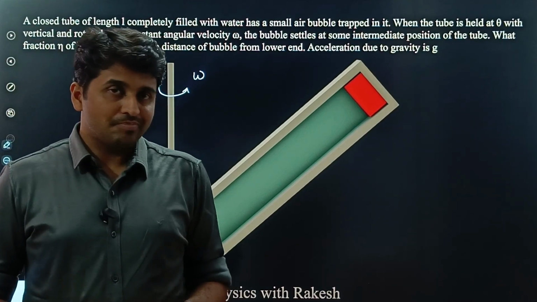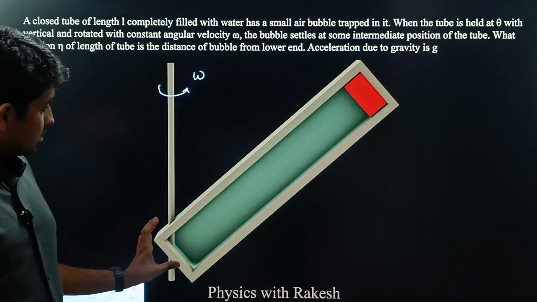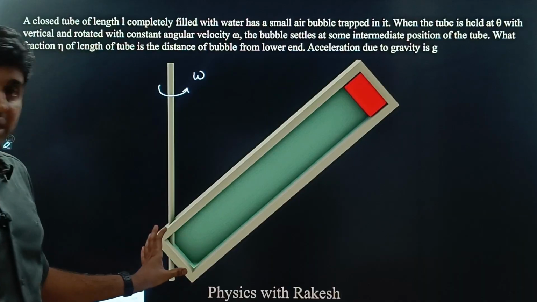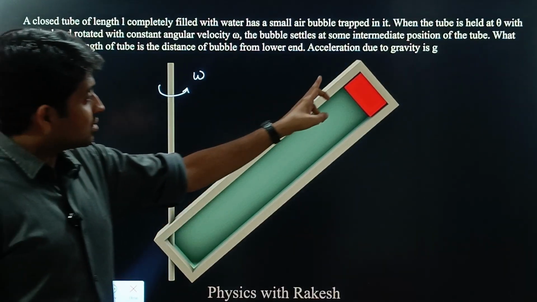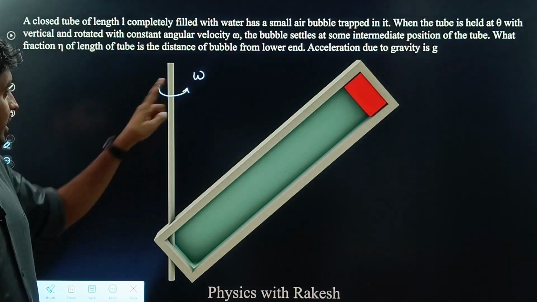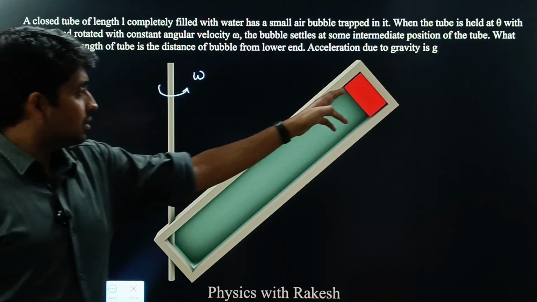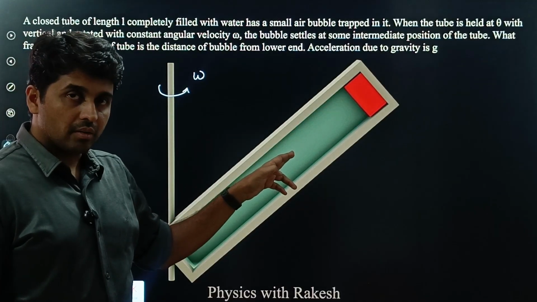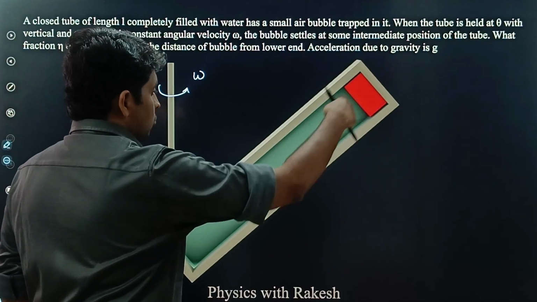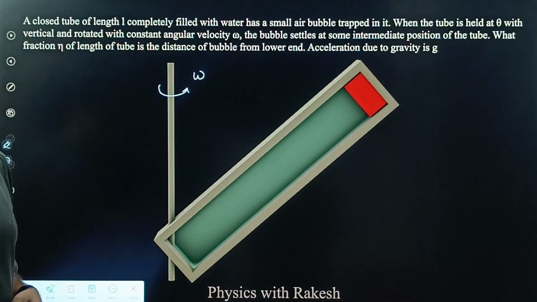Another advanced question. This one is from Pathfinder. I'll just brief you on the question. There is one glass tube here which contains water, and there is a small air bubble here. Now we start rotating this with omega. When you start rotating this with omega, this bubble comes here. So we need to find, if this length is L, what is this length where the bubble comes if it is rotated with omega.